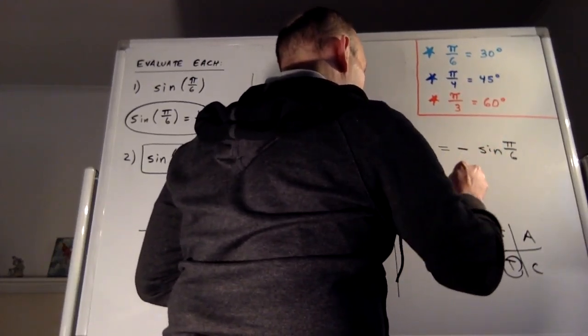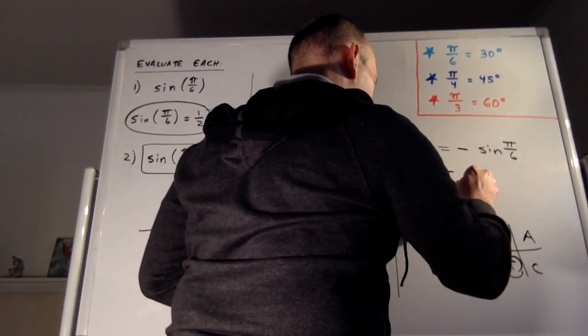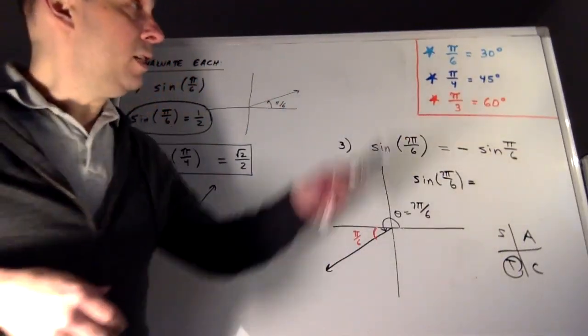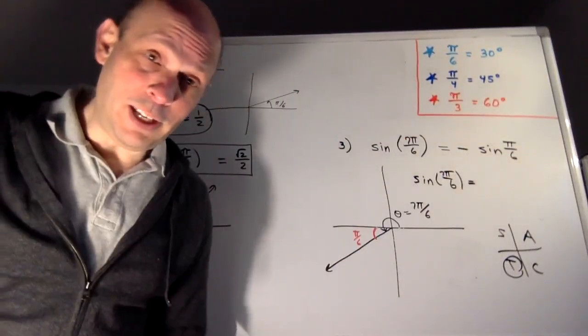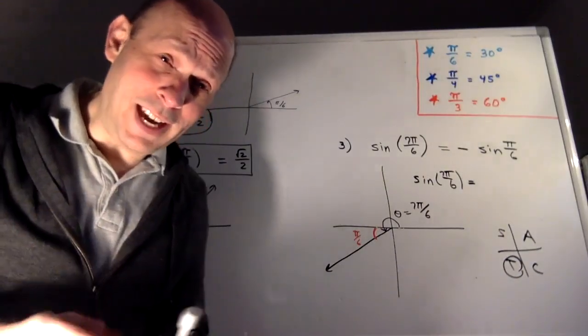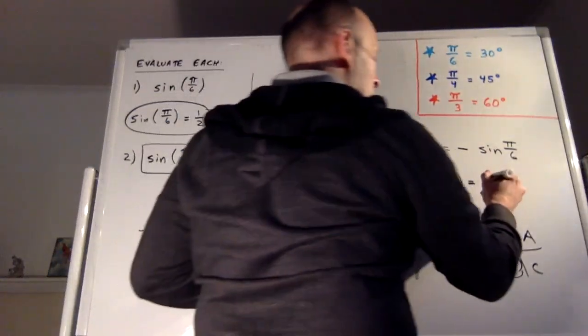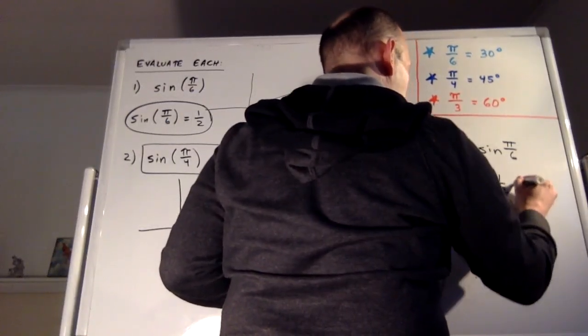Therefore, sine of 7 pi over 6 is just the negation of what sine of pi over 6 is. Remember, pi over 6 is 30, so that's like the sine of 30. We know the sine of 30, that's 1/2. Therefore, the sine of 7 pi over 6 is the negation of that, so the sine of 7 pi over 6 is negative 1/2.